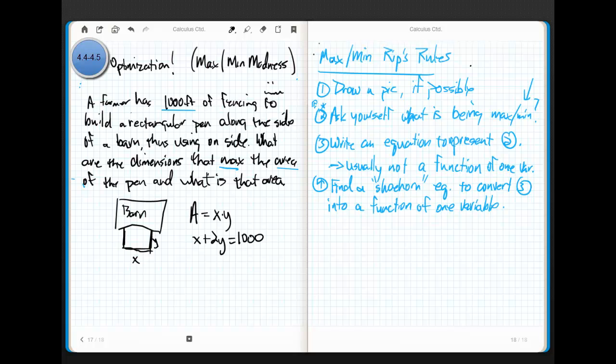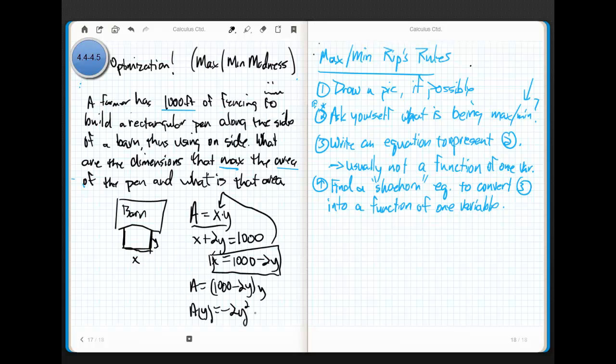Now, what do I mean by find the shoehorn so that I can convert this guy into a function of one variable? Well, I just solve for one of the variables. Nothing to it, right? What's the easiest one to solve for? Hey, let's solve for x, make x go away, right? Because now I can just substitute this guy in for x. And watch what happens. Area becomes 1,000 minus 2y times y, right? So now I have area as a function of y equals negative 2y squared plus 1,000y.